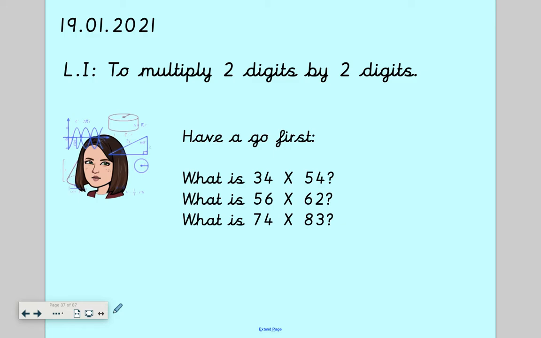Now you might be thinking, but Miss Bonnet, we had a go at this yesterday. Yes, we did, and we used something called an area model yesterday. But today we're going to have a look at long multiplication where we partition it in a different way.